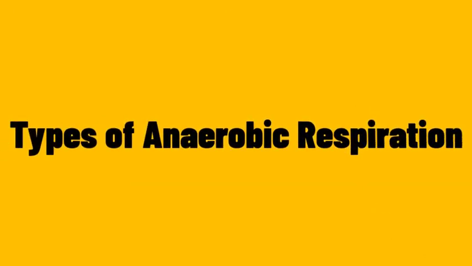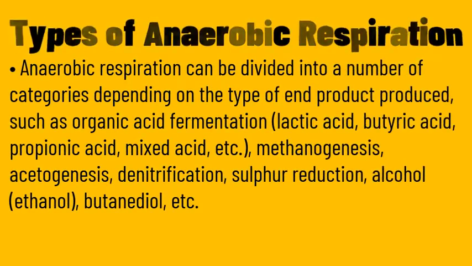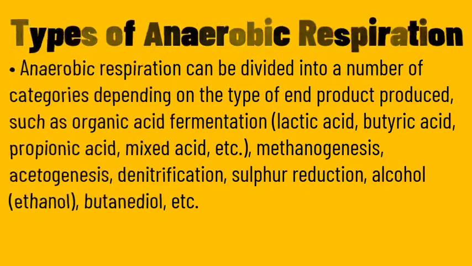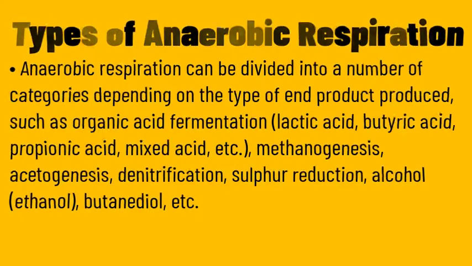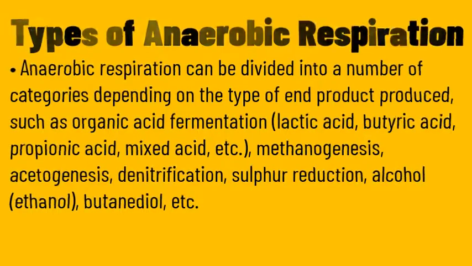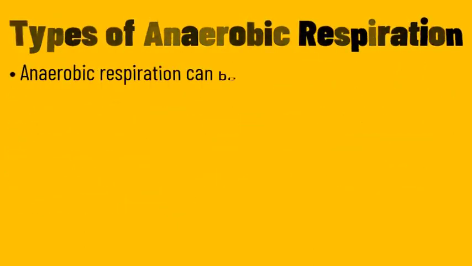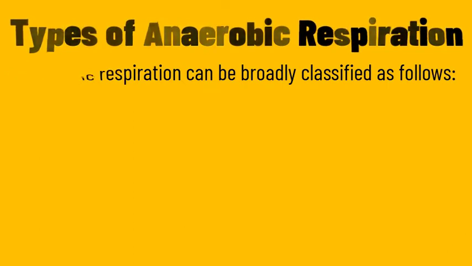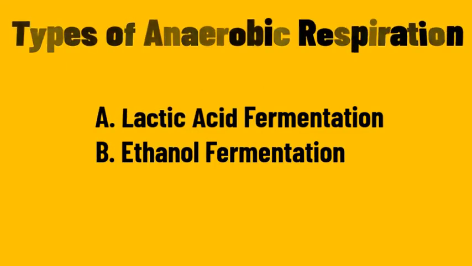Types of anaerobic respiration. Anaerobic respiration can be divided into a number of categories depending on the type of end product produced, such as organic acid fermentation: lactic acid, butyric acid, propionic acid, mixed acid, etc. Methanogenesis, acetogenesis, denitrification, sulfur reduction, alcohol, which is ethanol, butanediol, etc. Anaerobic respiration can be broadly classified as follows: lactic acid fermentation and ethanol fermentation.